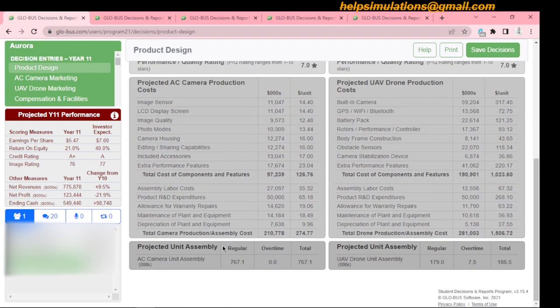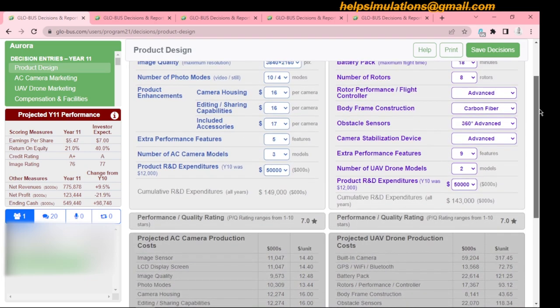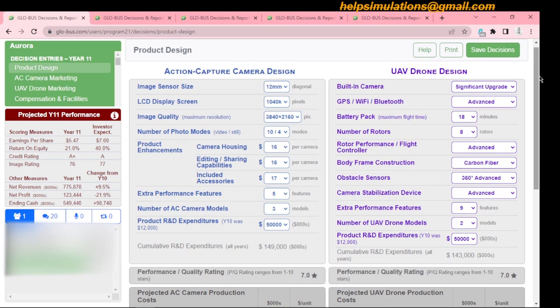Because remember, you always want to go with the combination that gives you the lowest total camera production assembly cost for the camera and the drone. You want the lowest assembly cost for both the camera and the drone design. So having mastered up the product R&D expenditures, I can kickstart the decisions.